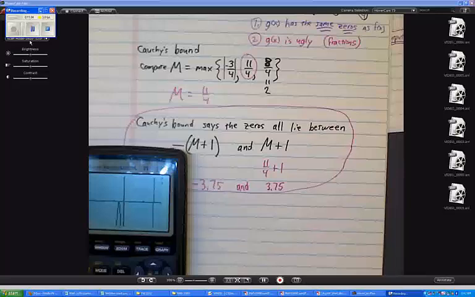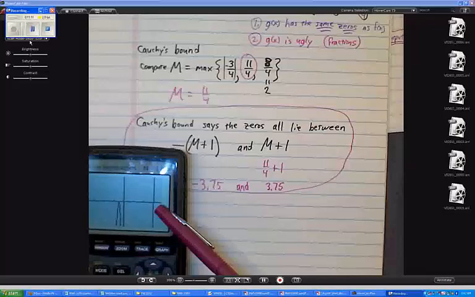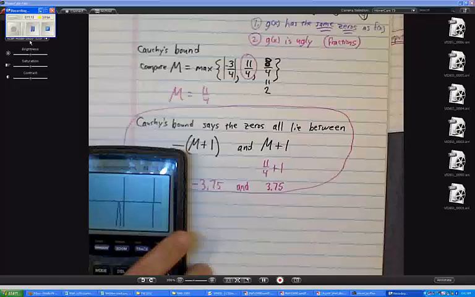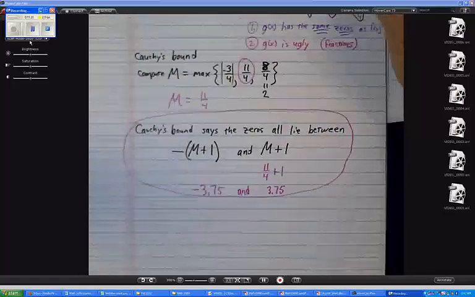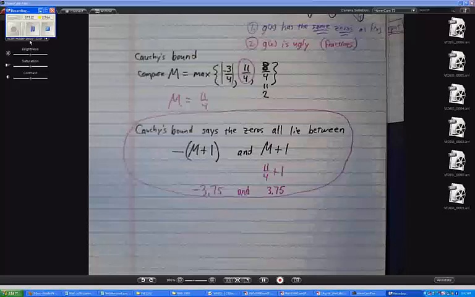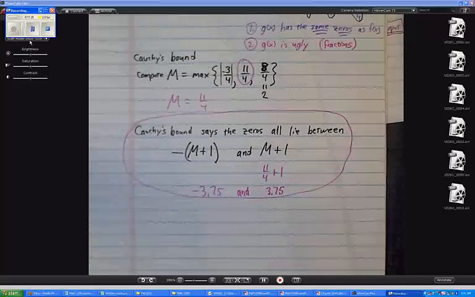And now when I graph, I guarantee I'll see everything. There's that last zero. Do you guys see it? There's an x-intercept over here, which we figured out last time. What was it? We factored the whole thing. X plus 3 was a factor, right? Or x minus 3 was a factor? X minus 3 was a factor, so 3 was the other zero. Okay? So that's how you use Cauchy's bound.